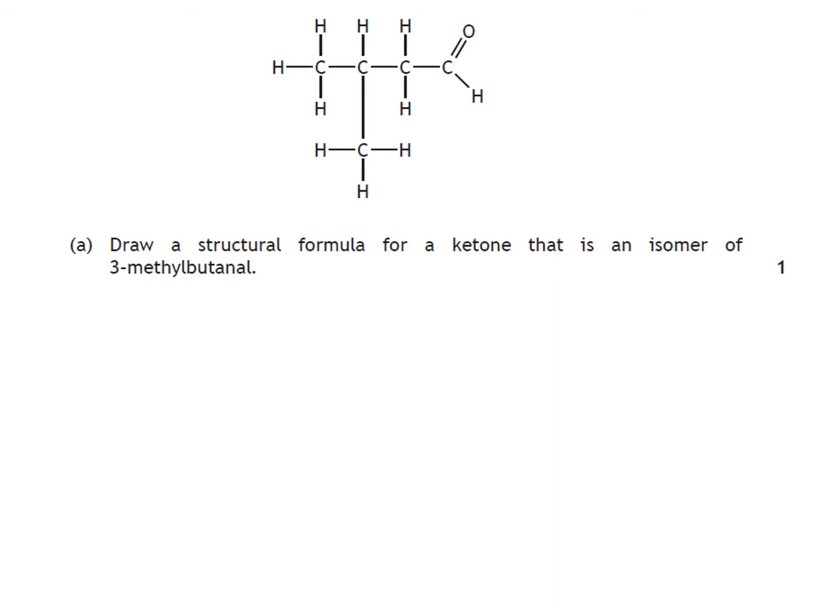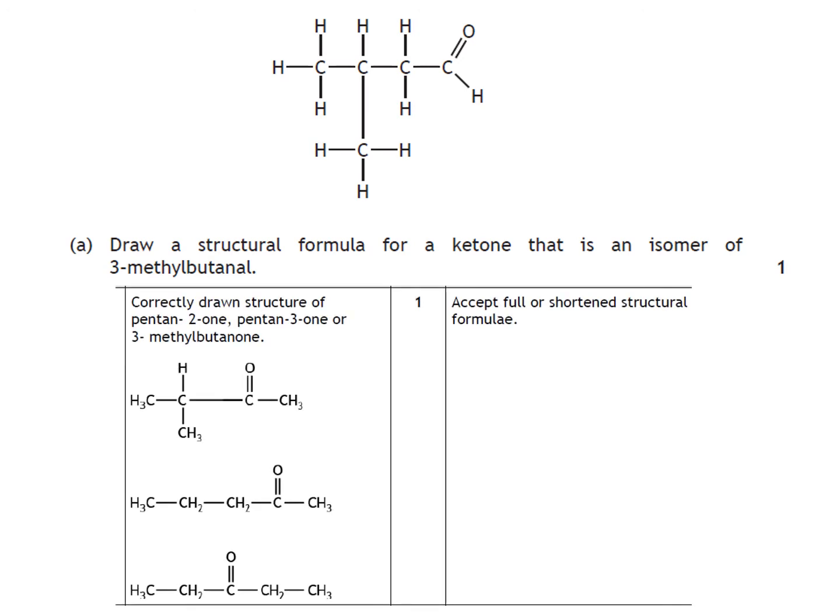So we need to remember what an isomer is. Hopefully we can, but if you can't, it is the chemical which has the same molecular formula but different structural formula. So you have there 3-methyl-butanol. Can you rearrange those atoms to form a ketone? And a ketone, if you remember, has the carbonyl group somewhere in the middle of the chemical, flanked by a carbon on either side. And one of the possible answers, or three of the possible answers you could have had, are the following there.